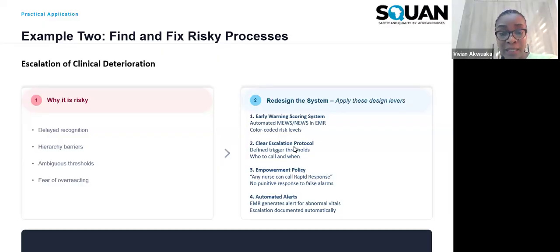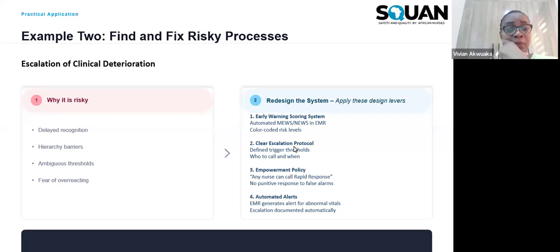Also, your automated alerts. The EMR can generate alerts for abnormal vitals, especially when you have your vitals monitors connected to the EMR system that is doing automatic monitoring. Like in the ICU, you should be able to trigger an alert to say this patient on so-and-so bed has vitals that are crashing, or something is going wrong. Also, automatic documentation will help.